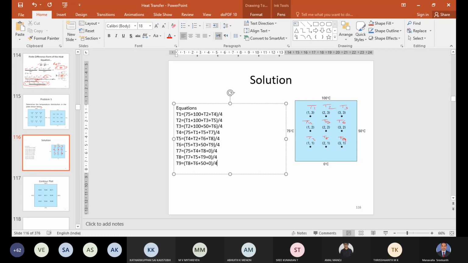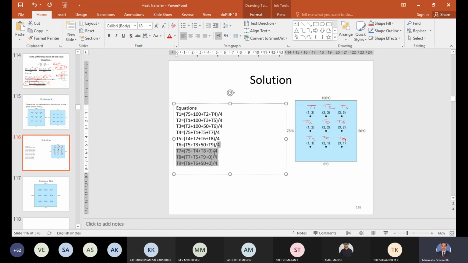Here I have 9 unknowns, and therefore I have 9 equations. I have framed these 9 equations. Now the process is to solve these 9 equations. 9 equations, 9 unknowns. This is mathematically solvable. Now imagine if you have 100 points, you will have 100 equations, 100 unknowns. It becomes a little more difficult to solve. Now how to solve these?